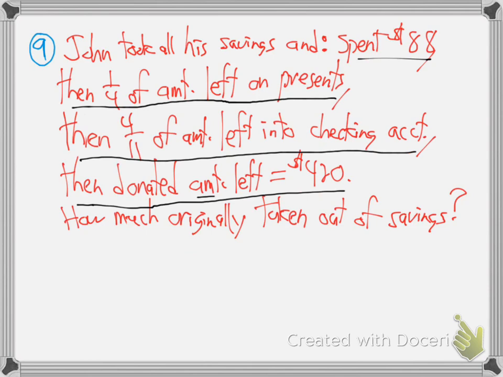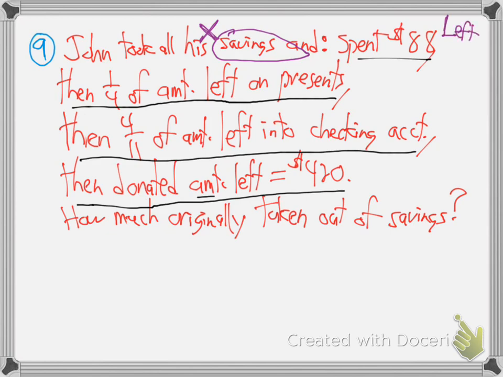If John took all of his savings, first off, let's let X be how much he has in savings originally. That's what we're trying to figure out. So what did John do? He spent 88. So what does he have left?